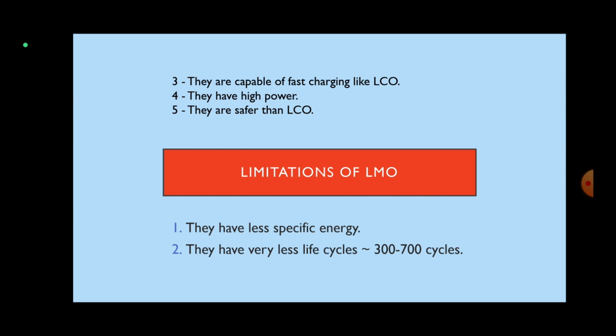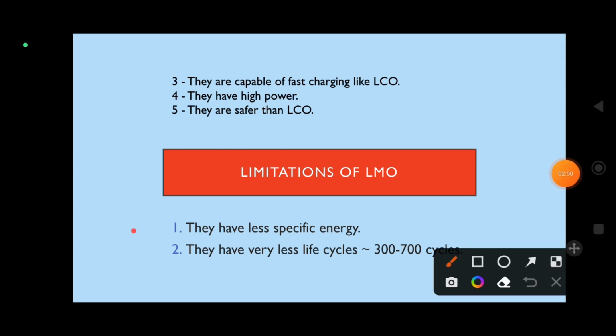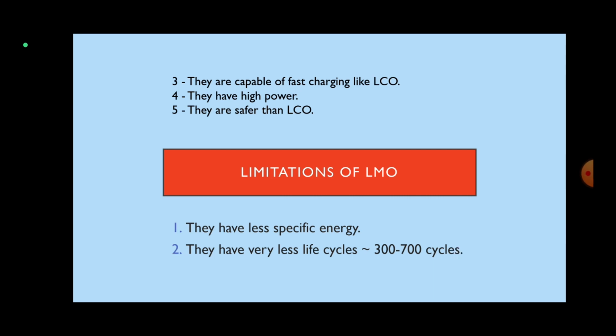But even though this type of battery is safer than other batteries, it also has some limitations, which are: they have less specific energy, and also they have a very low life cycle, that is nearly 300 to 700 cycles, as we had seen in the specifics.